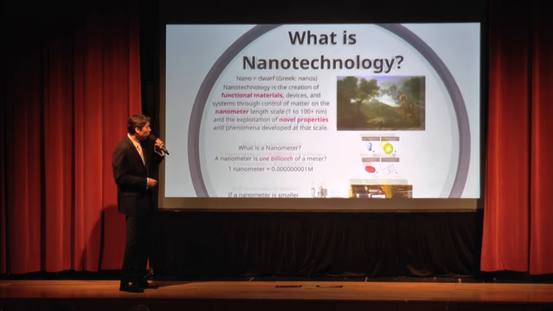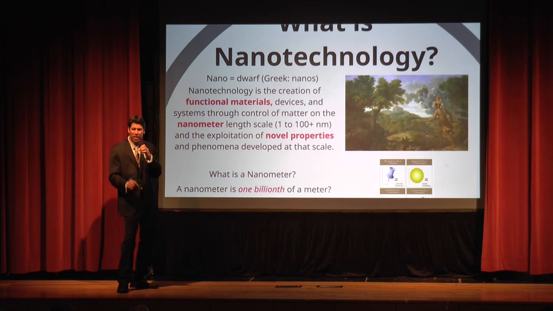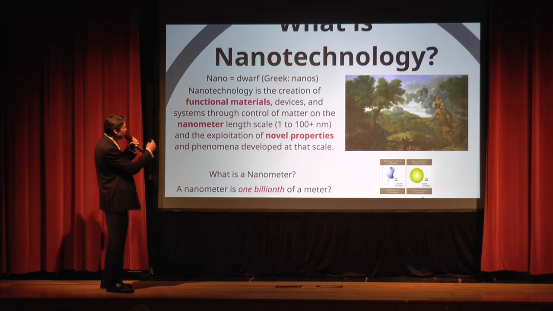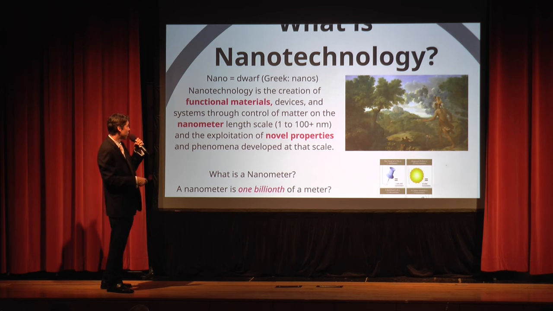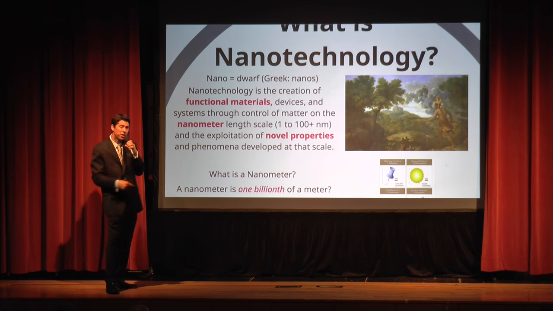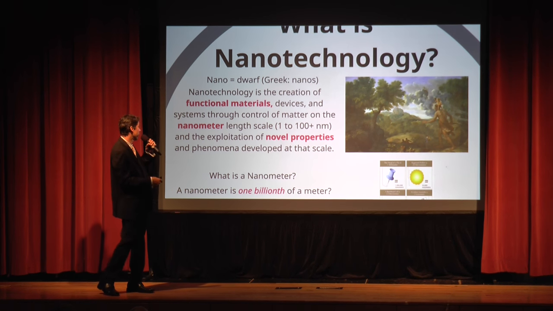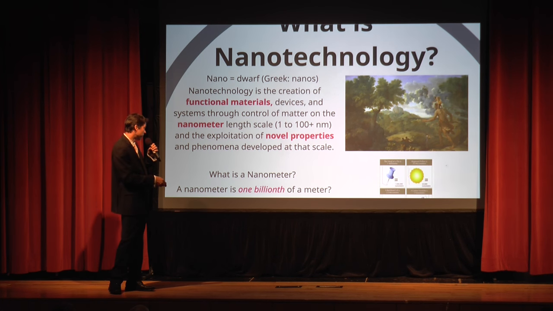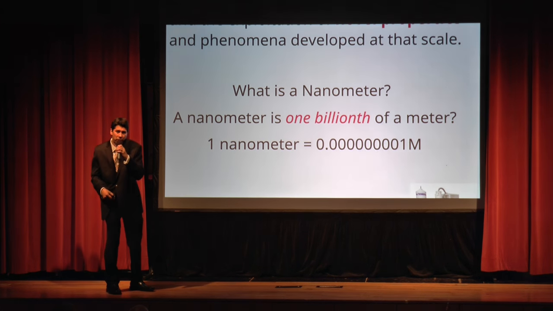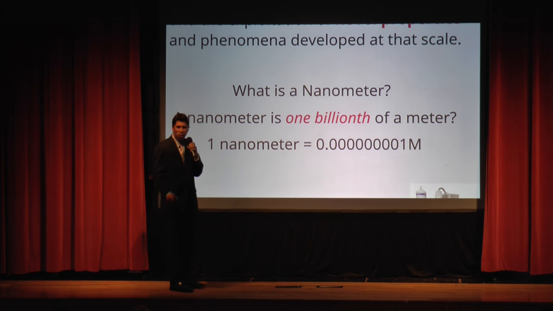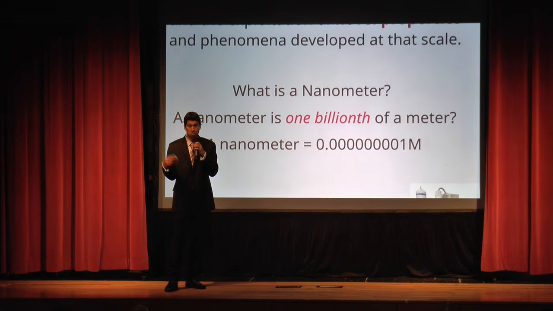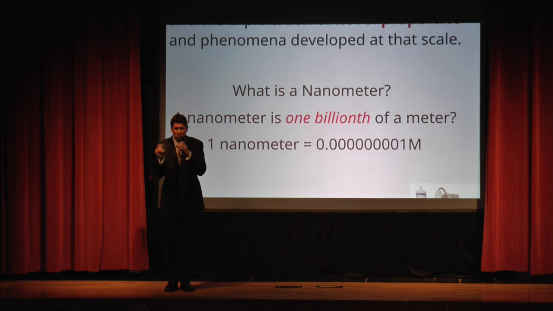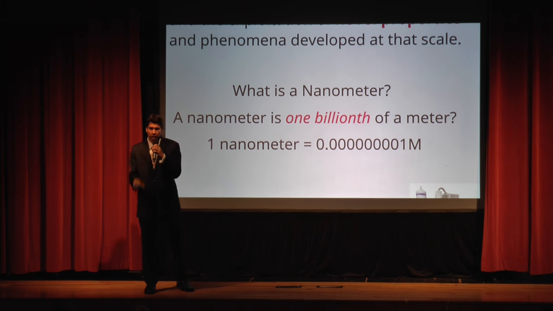So a quick overview, because I won't get too deep into nanotechnology, plus it's a small subject. But nano, coming from the Greek word for dwarf, is the creation of functional materials. In other words, we make things actually perform some type of function. They actually do something. Systems work on the nanometer scale, and a nanometer is 1/1,000,000,000 of a meter. It's hard to imagine 1/1,000,000,000 of anything, or 1 billion of anything for that matter. But 1/1,000,000,000 of a meter is so small the human eye can't see it.